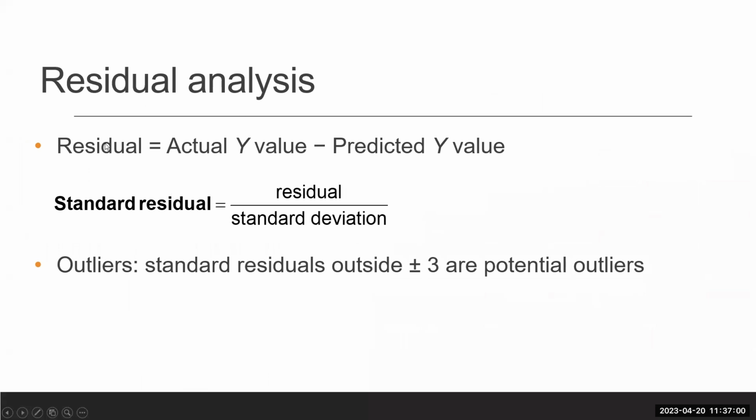Okay, so residual analysis. The residual is just the actual y value minus the predicted y value, so just subtracting the two. The standardized residual is where you take that number that you just computed and divide it by the standard deviation. We can use this as a useful way to eliminate outliers from our model. Outliers are anything above or below plus or minus 3 standard residuals. This is how we can identify outliers.